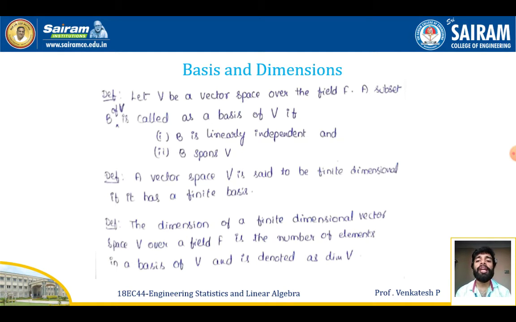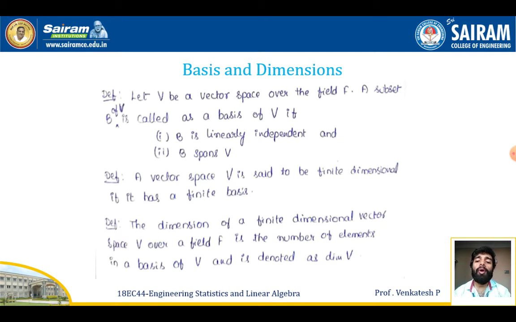So, definition: let V be a vector space over the field F. A subset B of V is called a basis of V. So from the vector space V, I am choosing a subset B, and we will call B a basis of V if it satisfies the following conditions. The first condition is B must be a linearly independent set, and B must span the vector space V.